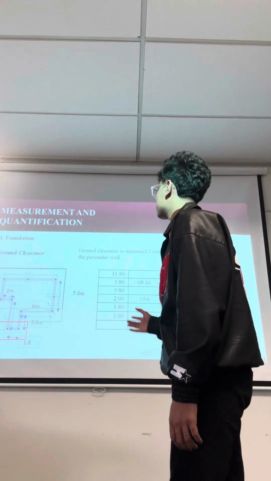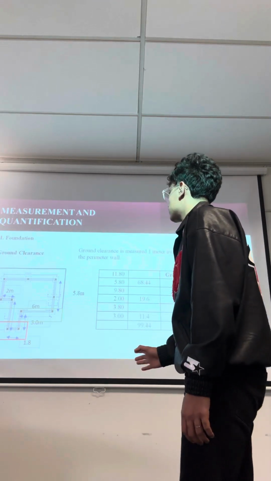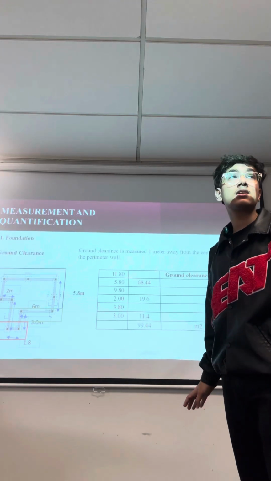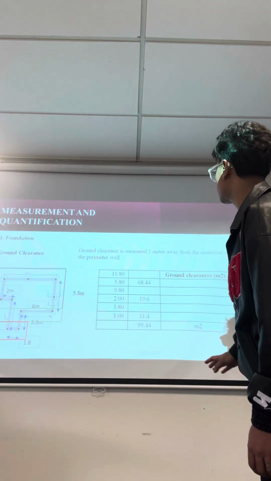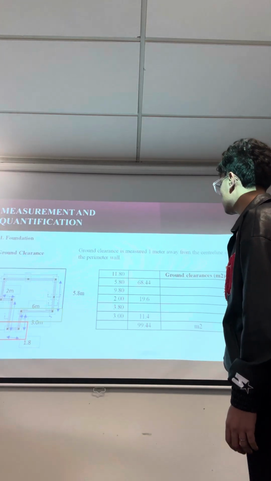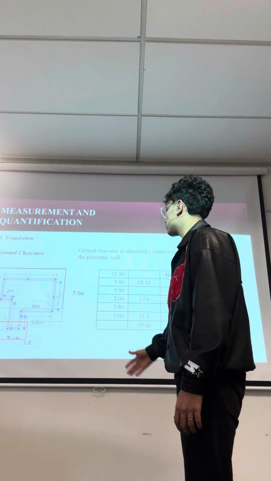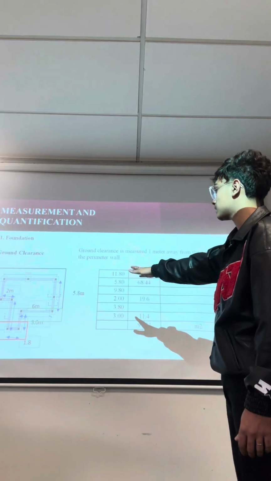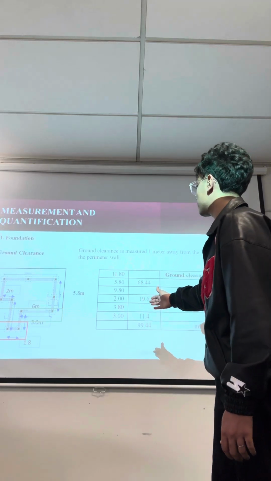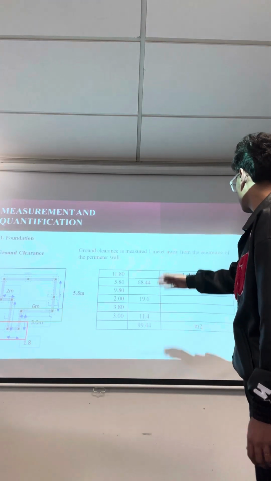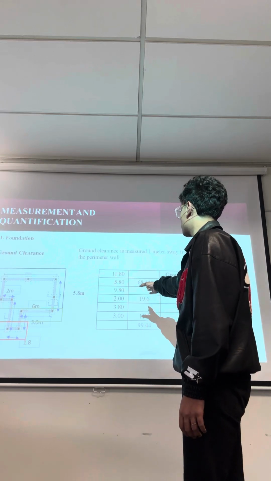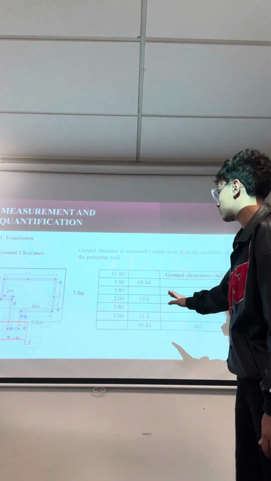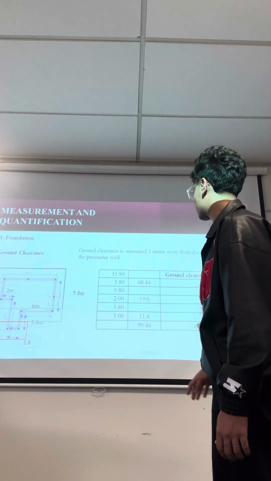So the foundation, inside the foundation it's ground clearance. Ground clearance is measured 1 meter away from the center line of the perimeter wall. As you can see in the graph also, it's 2 meter, 6 meter, 3.0 meter, 1.8 meter, and lastly the 5.8 meter. Followingly, with having 11.80, 5.80, 9.80, 2.00, 3.80.